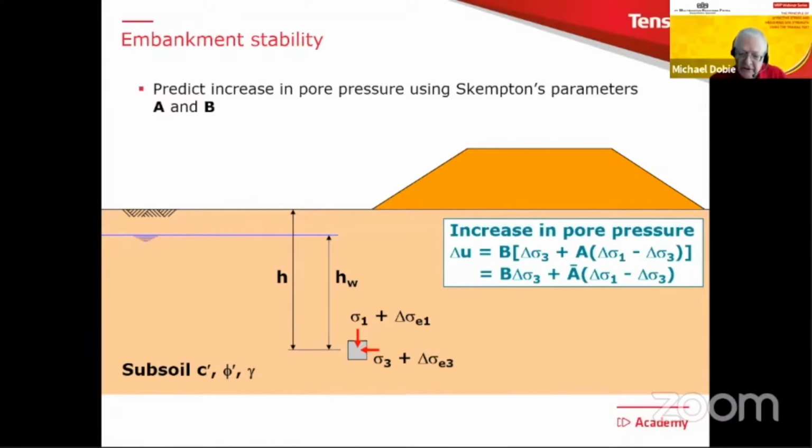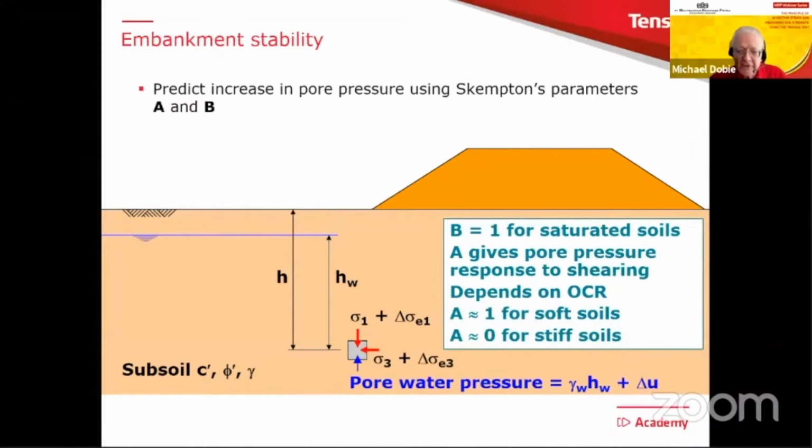Essentially, the second version of it divides it into two bits. We have B times the increase in all-round stress, delta sigma 3, and A bar times what's called the deviator stress. If you like, it's the additional stress applied in the principal stress direction. And from that, we can then calculate delta U and put that into our equation there. And that allows us then to use the effective stress approach to look at the stability of that embankment by calculating the increase in pore pressure.